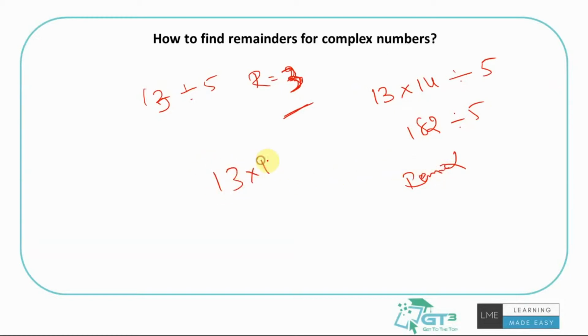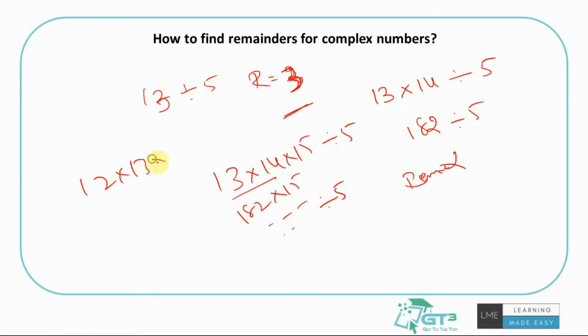What about if I ask you something like 13 into 14 into 15 divided by 5? Maybe you can find 182 and then multiply with 15 and then divide by 5. So this will take you a lot of time. What if the question is asking 12 into 13 into 14 into 15? That's where we can handle it in a slightly easier way by looking at them independently.